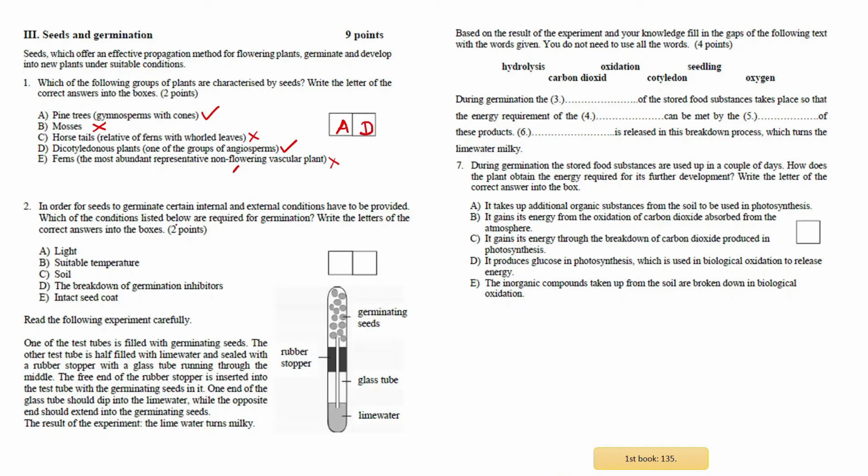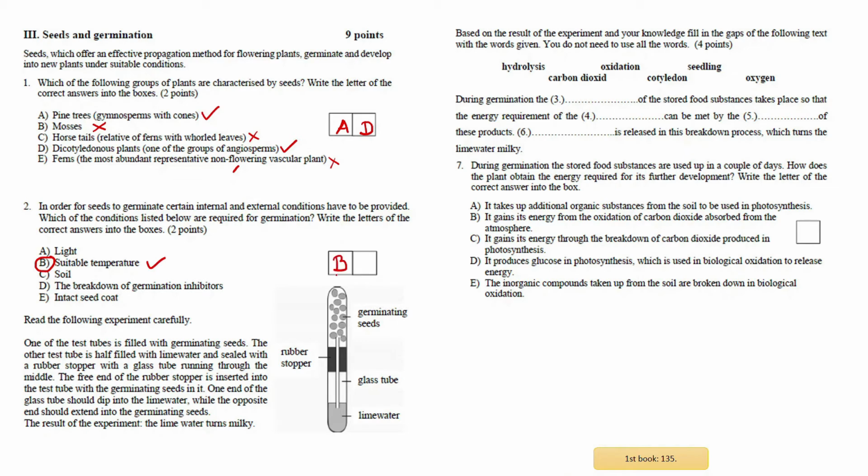In order for seeds to germinate, certain internal and external conditions have to be provided. Which of the conditions listed below are required for germination? Write the letters of the correct answers into the boxes. So we know that in order to germinate a seed, many factors must be suitable. For example, oxygen should be present, water should be present, and then proper temperature is very important. So one of the good answers will be definitely the suitable temperature.